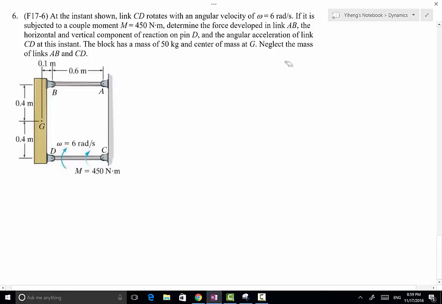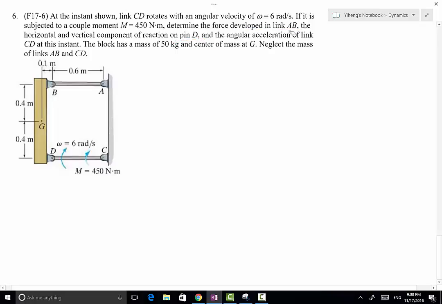If we know that the link CD is rotating with the angular velocity of 6 radian per second, and at the same time it is subjected to a couple moment, 450 Newton meter, we need to determine several things. We need to determine the force developed in link AB, the horizontal and vertical components of the reactions at pin D, as well as the angular acceleration of link CD.